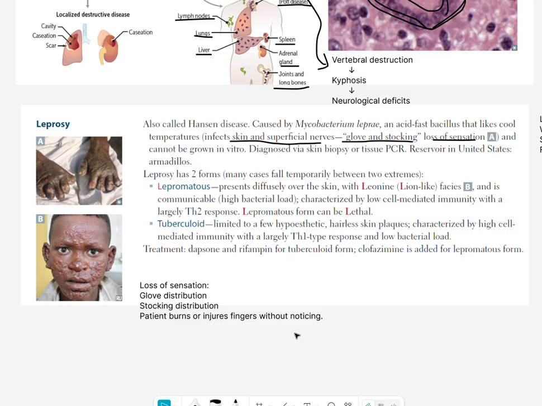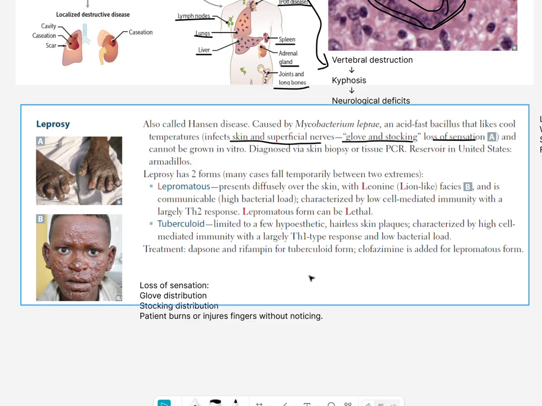But nowadays, alhamdulillah, we have a lot of research and treatment going on for this. The treatment is dapsone and rifampin for the tuberculoid form, and clofazimine is added for the lepromatous form. Now you have these treatments for leprosy, and they're very good. People live a fairly good life with it. So that's something to know. I'll stop here.